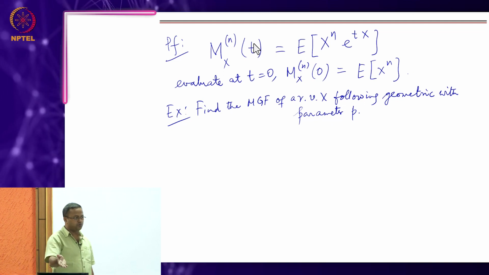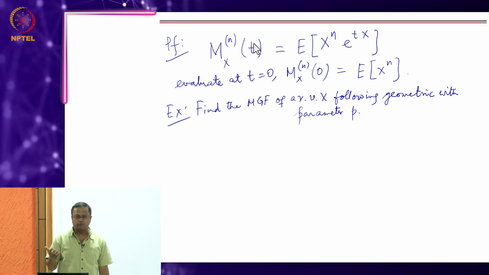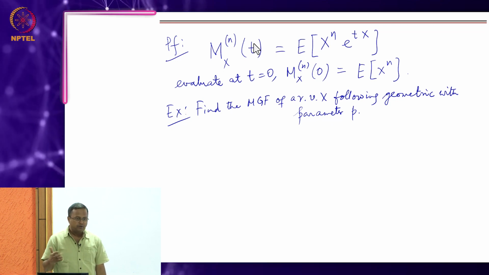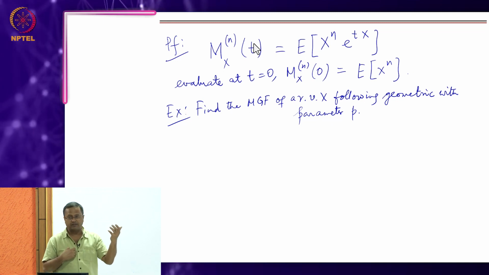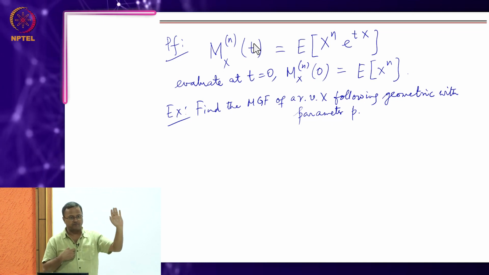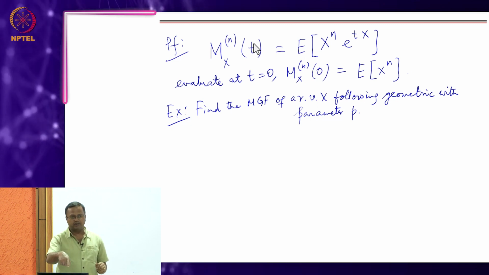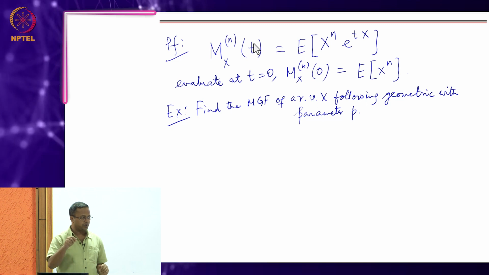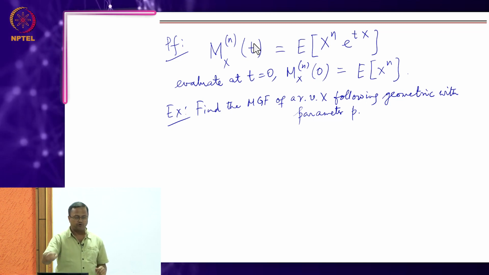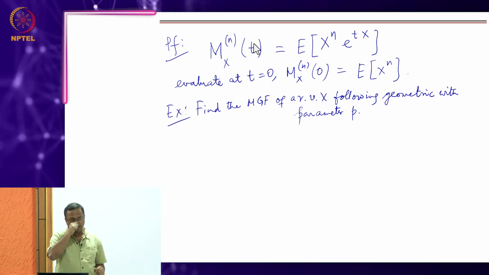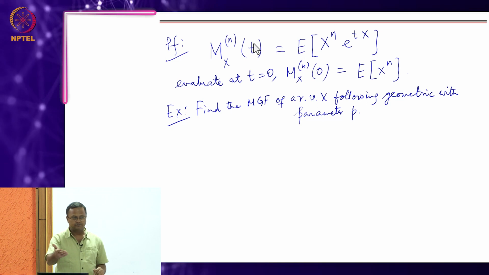So, do this following exercise. Look at a random variable x that follows a geometric distribution with parameter p. By earlier known techniques of finding expectation and variance, you can figure out the expectation and variance. By the method that I just showed you, for a random variable following a geometric distribution with parameter p, you can figure out its moment generating function.